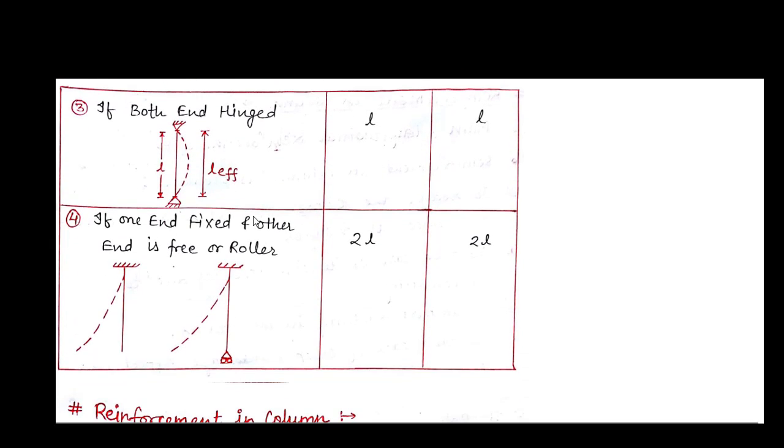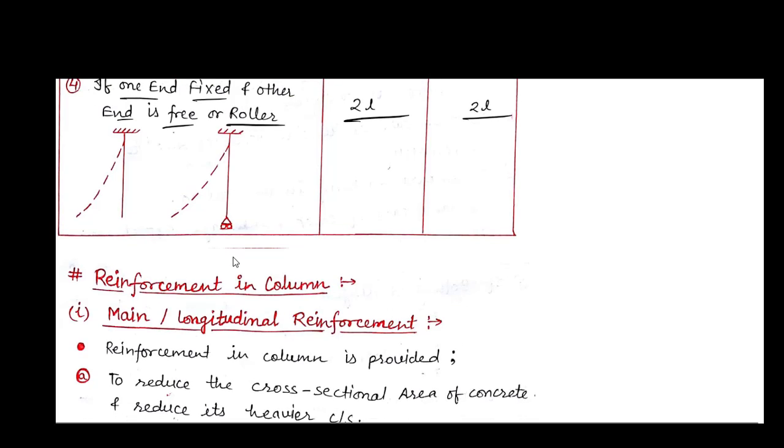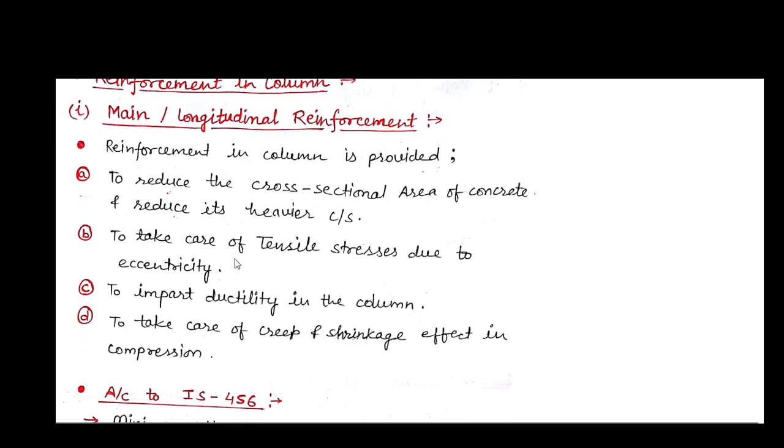The third condition is if both ends are hinged. Here L effective is the same for both theoretical and IS code, so it becomes a single value, that is L. And the last one is if one end is fixed and another end is free, or roller and fixed. In this case again the IS code values and theoretical values for L effective are the same, that is 2L and 2L.